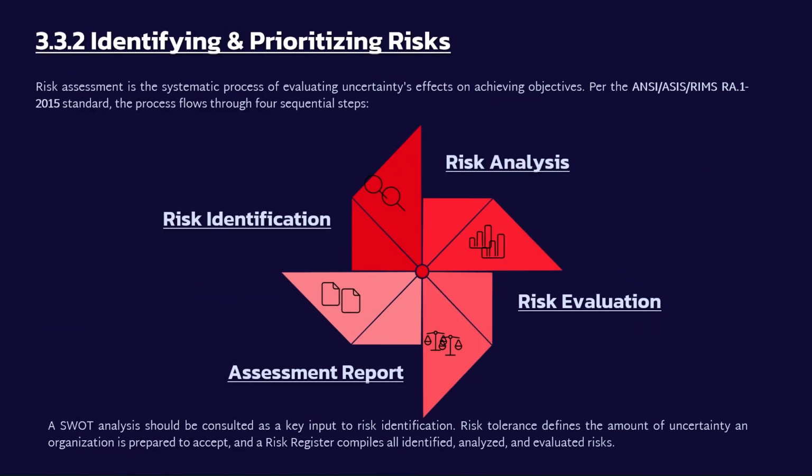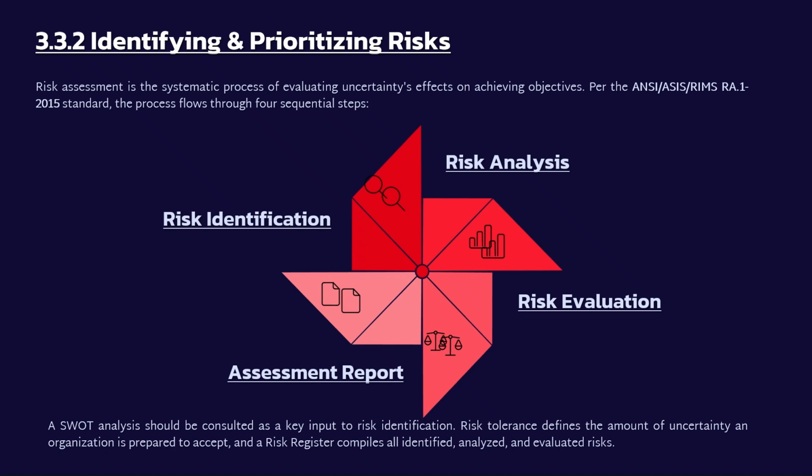A structured process is required to identify and prioritize risks that may affect business operations. The first step is risk identification, where organizations recognize potential threats that could disrupt critical activities. Next is risk analysis, which evaluates the likelihood and potential impact of each identified risk. Following this is risk evaluation, where risks are compared against the organization's tolerance levels to determine which ones require immediate attention. The results are compiled into an assessment report, which supports decision-making and prioritization.